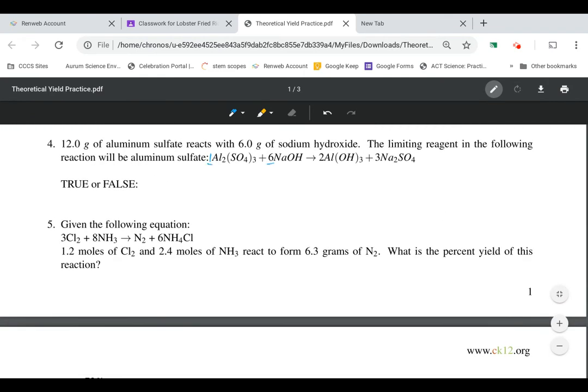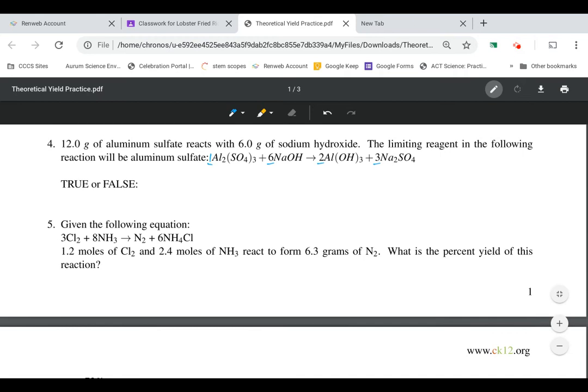Okay, find the coefficient, right? So our coefficient of aluminum sulfate is 1, react with 6 sodium hydroxide. So remember the 3 steps we do to find limiting reagent? Number 1 is to convert all the grams to moles, right?